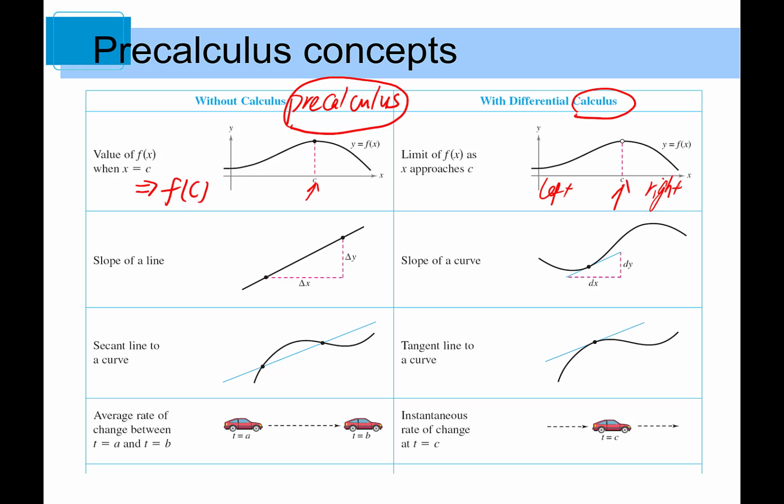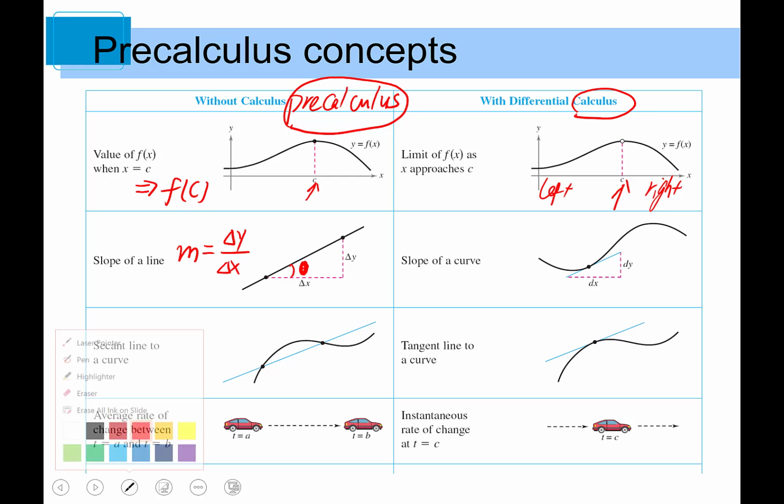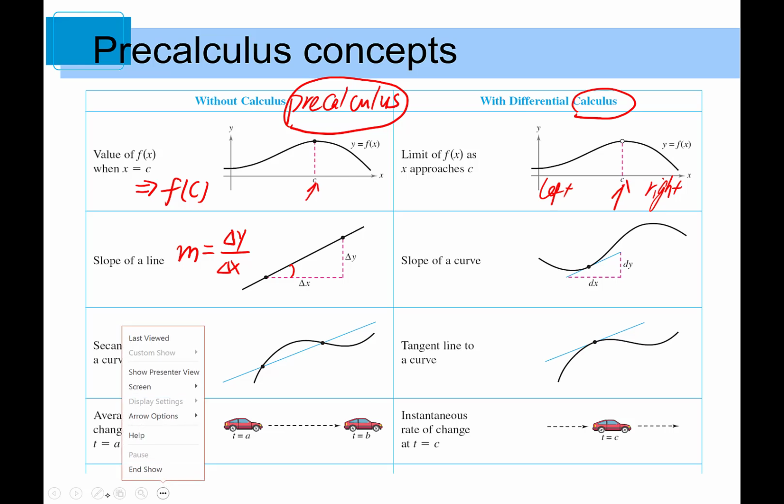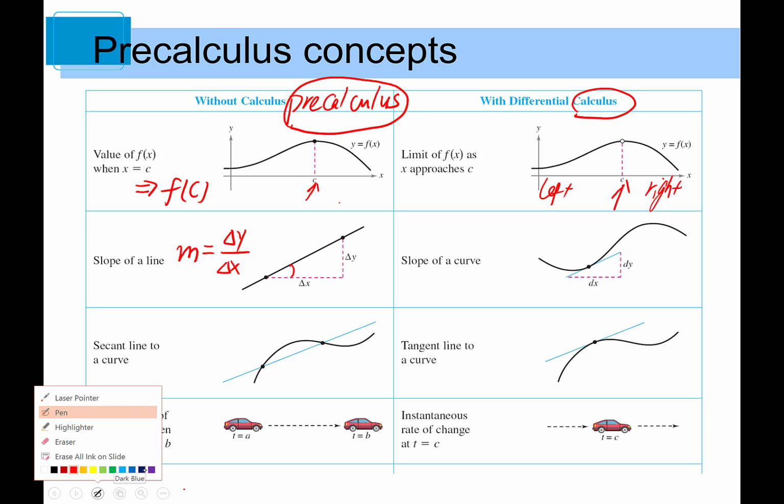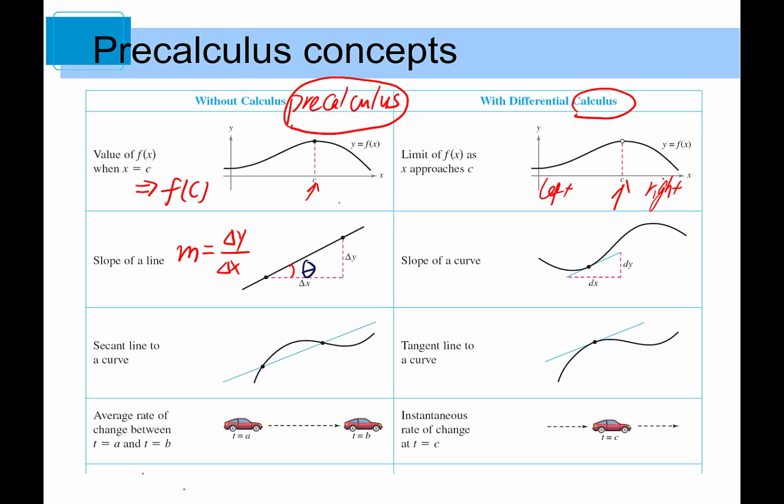And in pre-calculus, you will learn the slope of the line. Slope equals the change of y over change of x. So this is the tangent of this particular angle, let's say theta. And here in calculus, we'll be able to calculate the slope of a curve at this particular point, on a particular part of the curve.